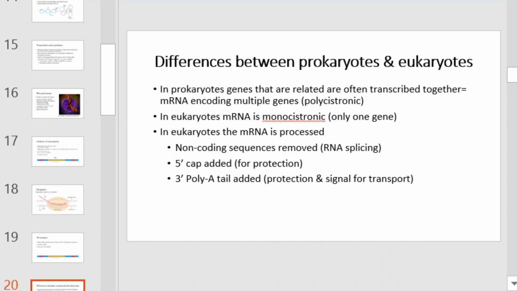Differences between prokaryotes and eukaryotes. In prokaryotes, genes that are related are often transcribed together, with mRNA encoding multiple genes at a time, which is referred to as polycistronic. In eukaryotes, the mRNA is monocistronic, or only a single gene. In eukaryotes, the mRNA is processed, where non-coding sequences are removed and then coding sequences are spliced together. A 5' cap is added for protection, and a 3' poly-A tail is also added for protection.